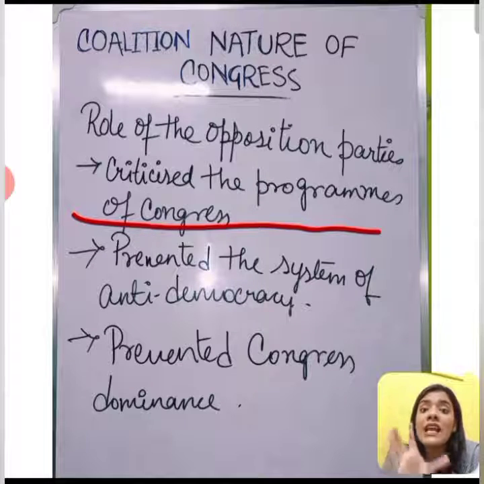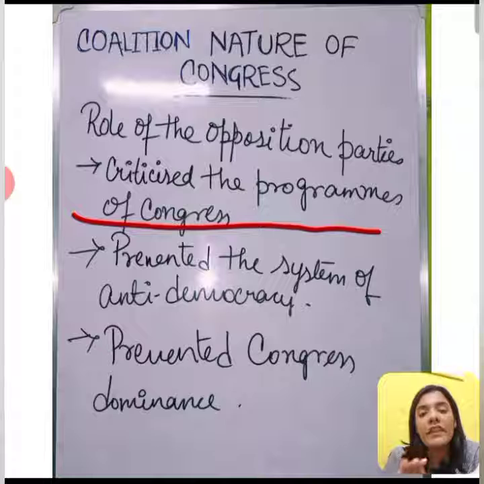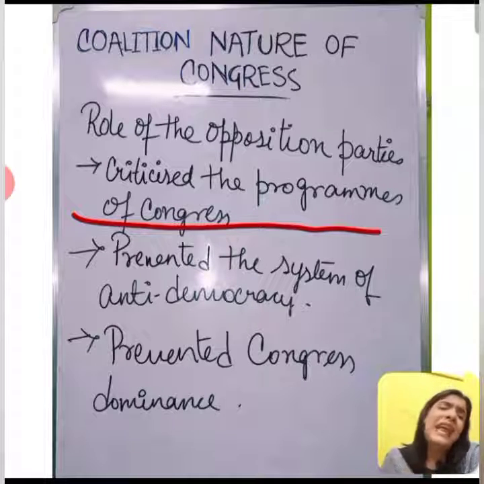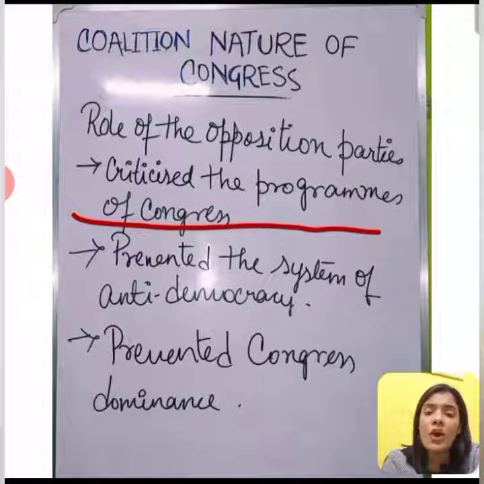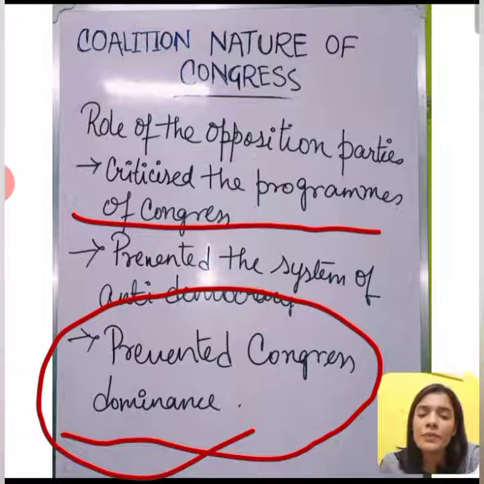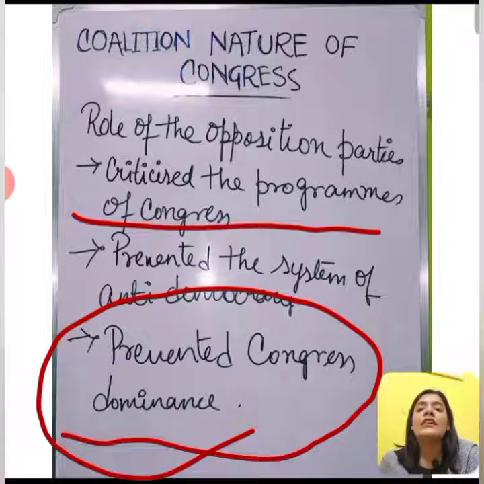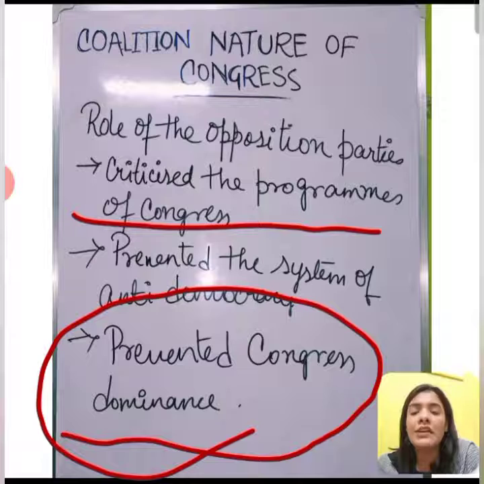They prevented the Congress party from becoming an autocratic ruler, or from becoming anti-democratic. The opposition parties also prevented the dominance of the Congress; they prevented the Congress party from becoming dominant. So these were the roles of the opposition that were played by them during the Congress era. That's all up to this point.